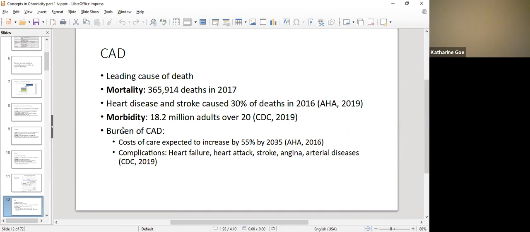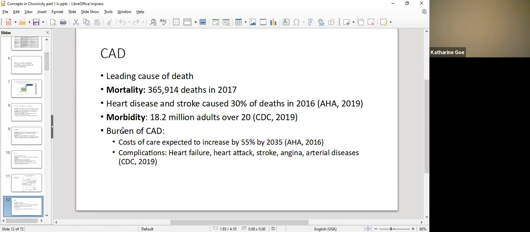The mortality is, as I quoted before, over 300,000 deaths in 2017. Heart disease and stroke cause about 30% of those deaths, so that is lumped under the coronary artery disease. The morbidity is 18.2 million adults over 20. So that's how common it is.